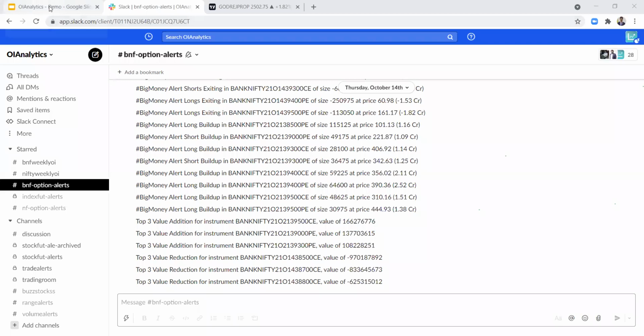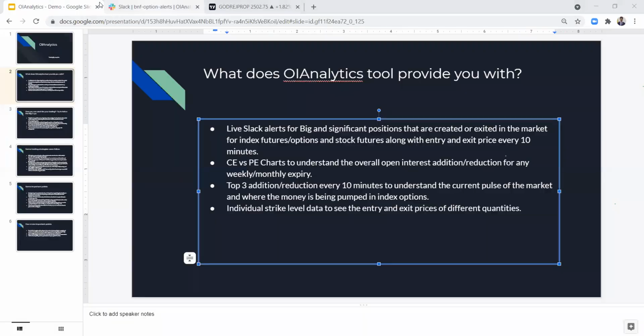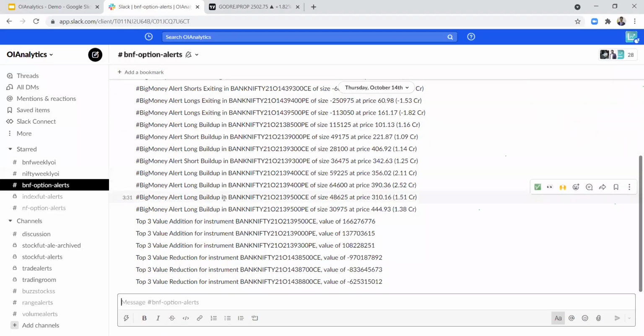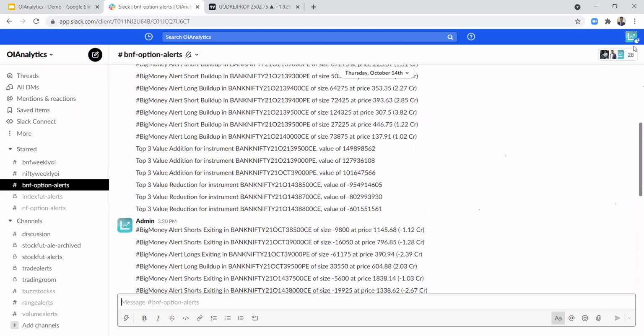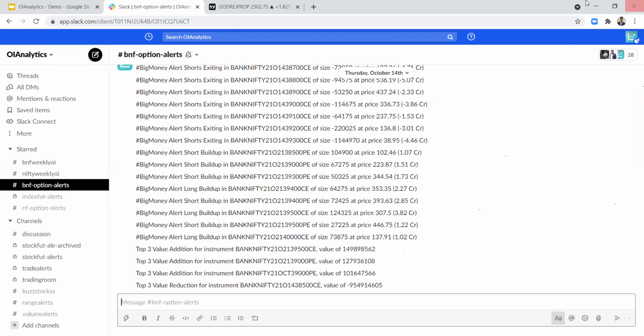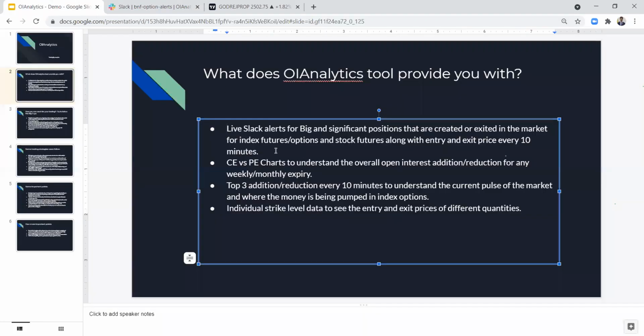Right. So these are the sample alerts that you see, right? This is for Bank Nifty. These alerts come every 10 minutes. So this is the first set of features that OIAnalytics has, right? So in this, most probably what we do is we select the highest value one and we track them from time to time. So that is what these alerts provide you, right?